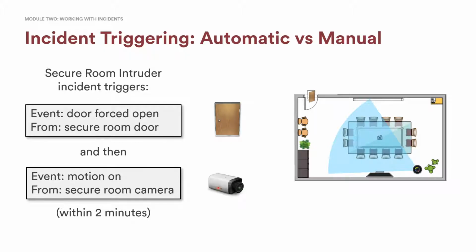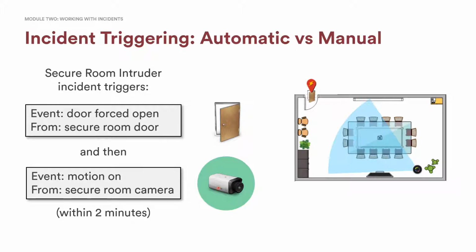Like if we're looking for an intruder in a secure room, we can program Mission Control to look for an event where the door to the room is forced open and then the camera in the room detects motion. If both of these events happen in that order and within a time range we set, Mission Control will create an incident and place a pin on the map where the incident originated. This would be the door to the room in our example.